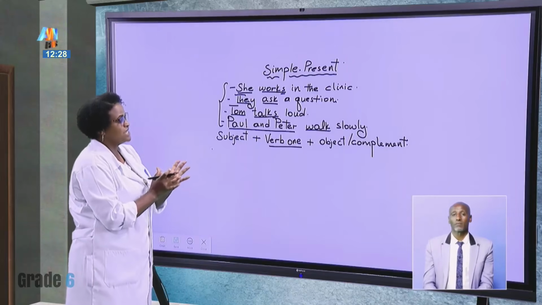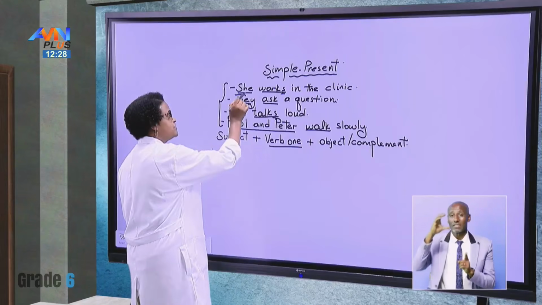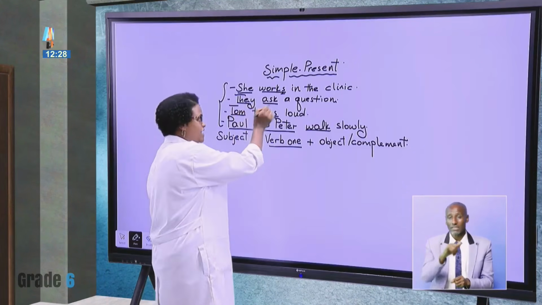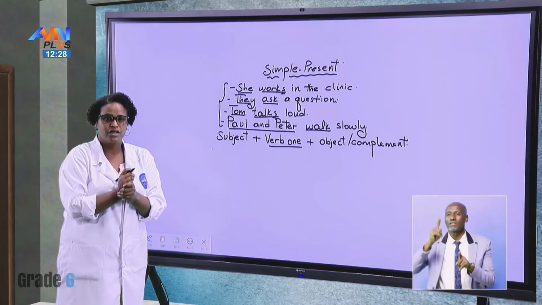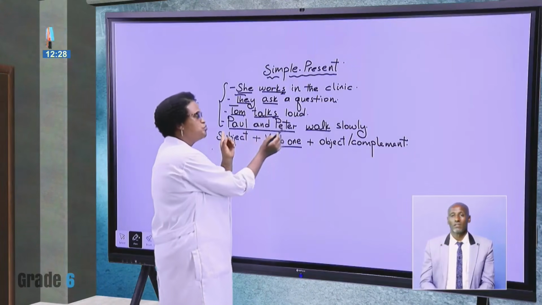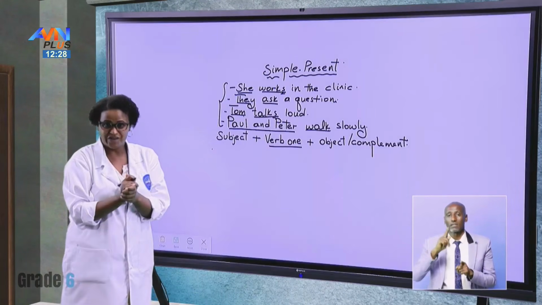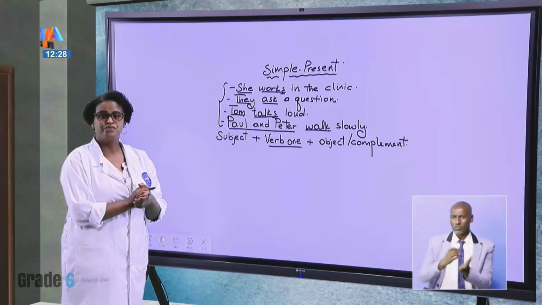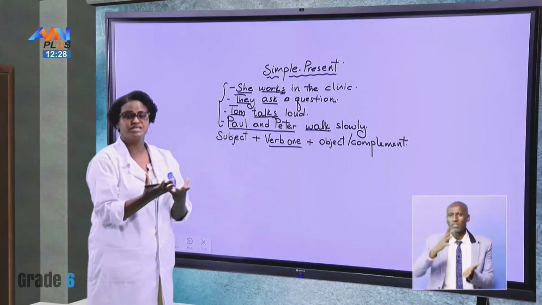Now, let us see, I told you to focus on some words on our verb, right? Look at the first one. She works. But here, they ask. So, what do you think is the difference? What do you notice? Look at the third one again. Tom talks. But when it comes to Paul and Peter, it is walk. Can you notice the difference? Let me give you 2 seconds. So what do you see? Yes, we have S on some verbs. Why do you think that S is added?